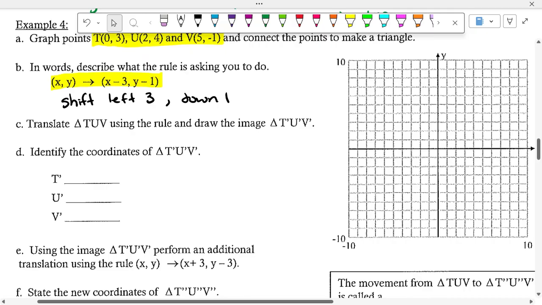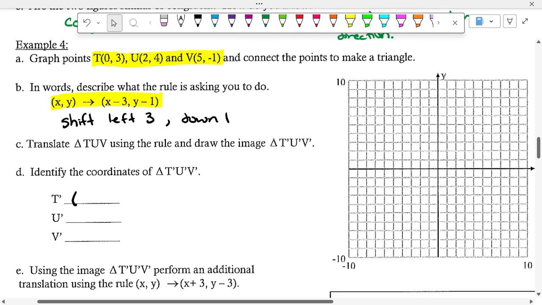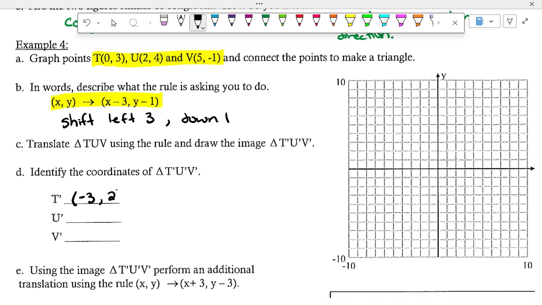So, we don't have to do C because that's using the graph. What's the new point for T prime? -3, 2. You subtract 3 from 0, subtract 1 from 3. Someone else, U prime. -1, 3. Good. And V prime? Yes. 2, -2. Good.